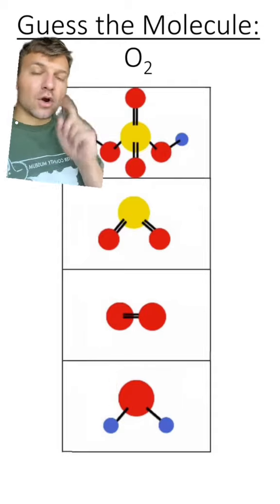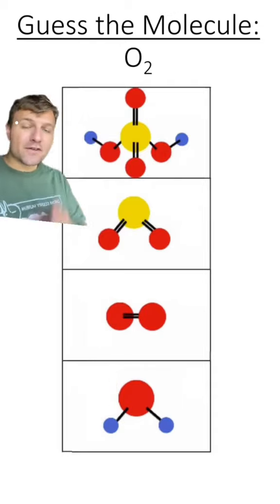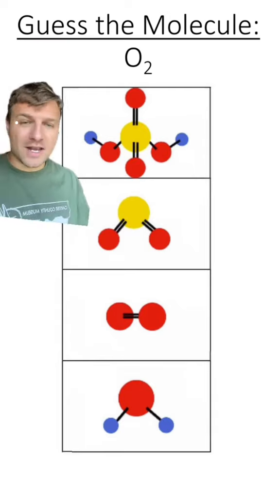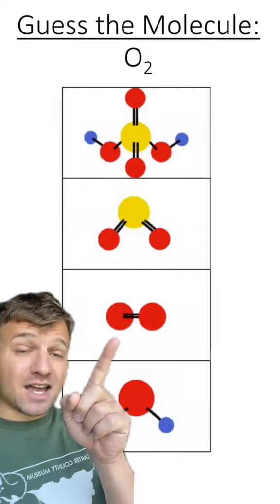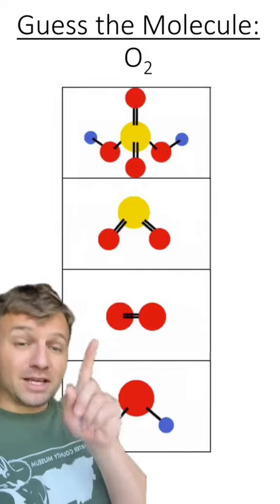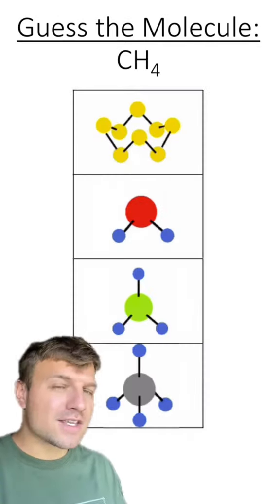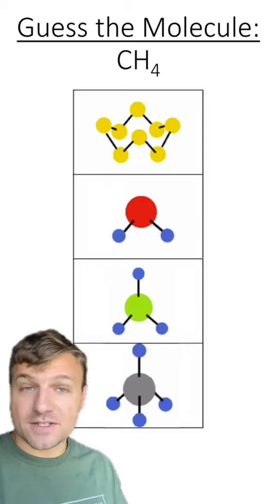A molecule of oxygen only has 2 atoms. So we know from the get-go that this molecule can't be oxygen because there are way too many atoms, which means that this diagram is going to represent oxygen because there are 2 of the same circle or atoms in that molecule. All right, which of these diagrams represents methane or CH4?